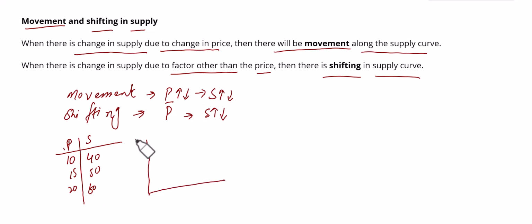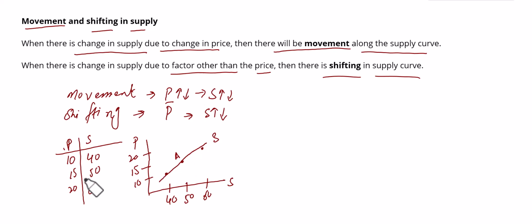So when we draw the graph of this table, price is 10, 15, and 20, and supply is 40, 50, and 60. At price 10 there are 40 units available in the market for sale. At price 15 there are 50 units available, and at price 20 there are 60 units available in the market for sale. When we join these points, we have a supply curve. Let's assume that this is our initial point, point A or the middle point.